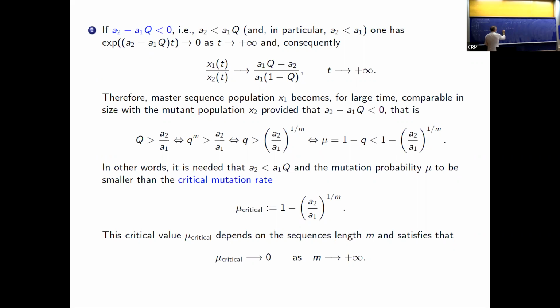So the fitness of the second species, the mutant, must be smaller than the fitness of the master sequence, okay? In particular, if not, we don't have any hope. But I have this. But who is Q? Q is a small q to the M. So this means that Q must be larger than this value. M is fixed, M is the length, okay? But I'm not interested in Q. I'm interested in the mutation rate, in mu. So this means that mu, which is one minus Q, must be smaller than this value here.